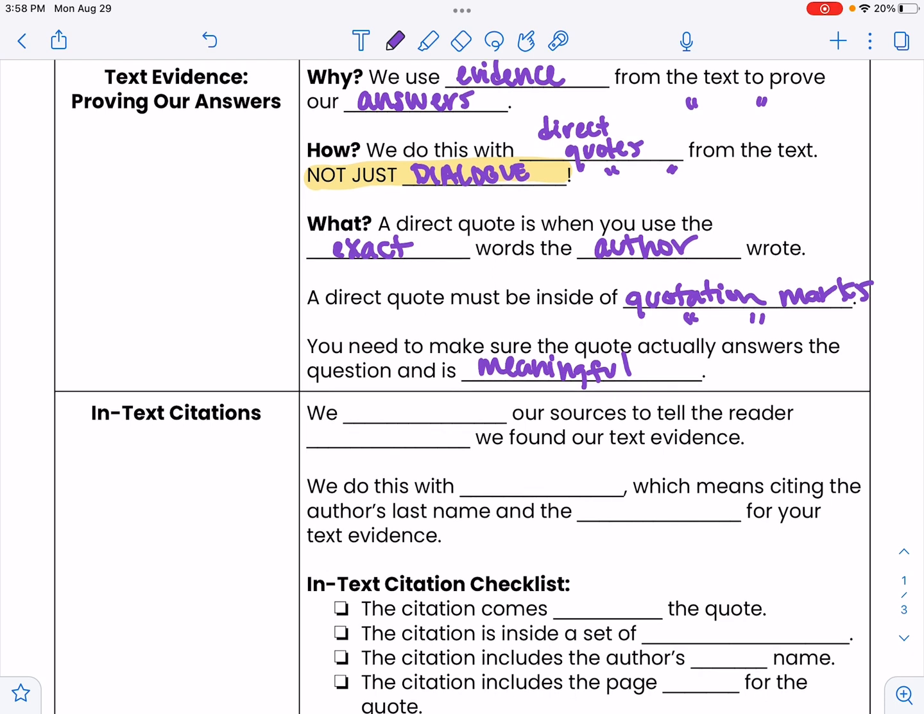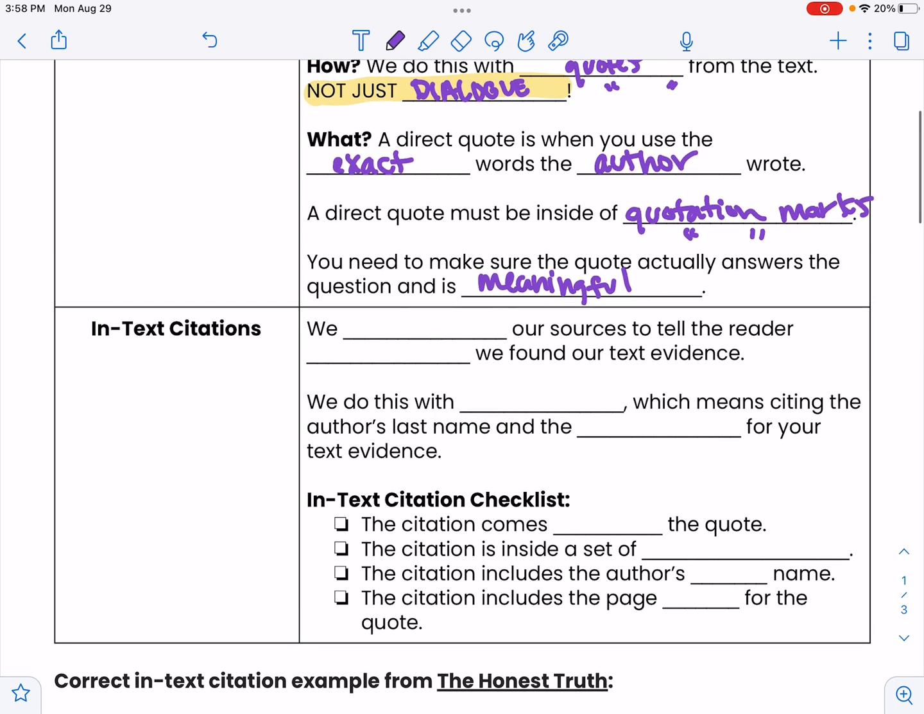So when we use text evidence to prove our answers, we'll be using in-text citations. We cite our sources to tell the reader where we found our text evidence. We do this with in-text citations, which means citing the author's last name and the page number for your text evidence.